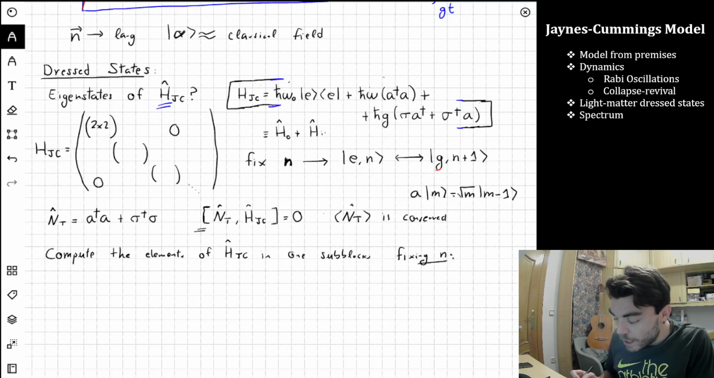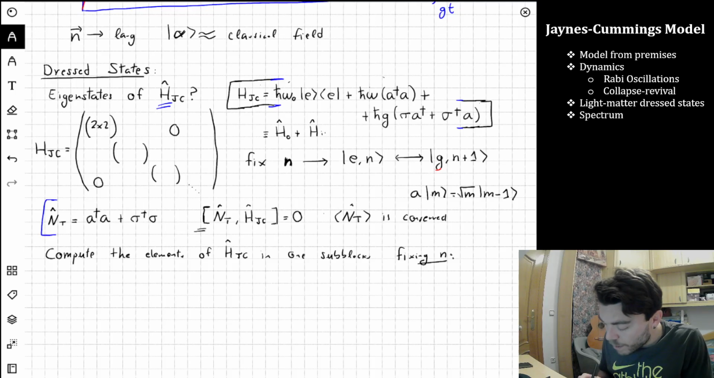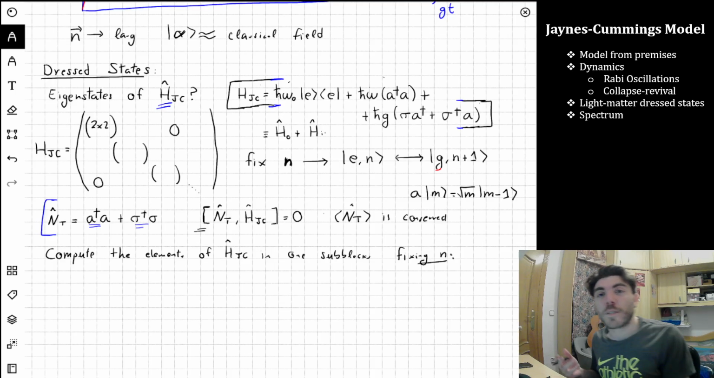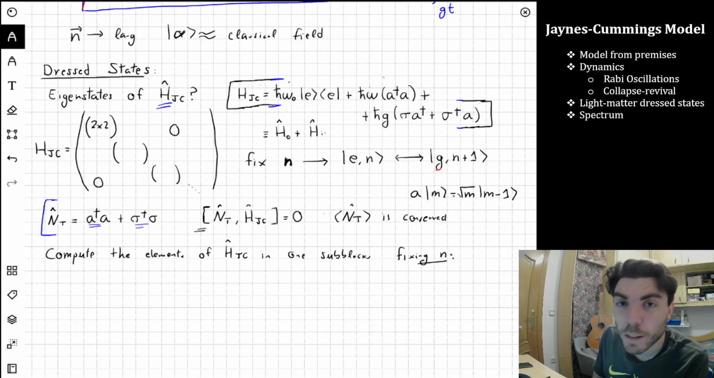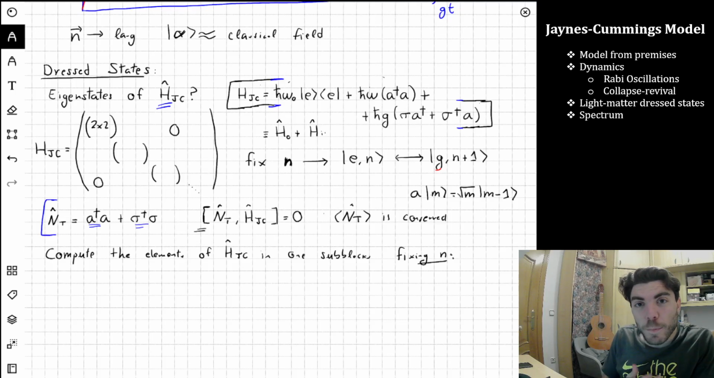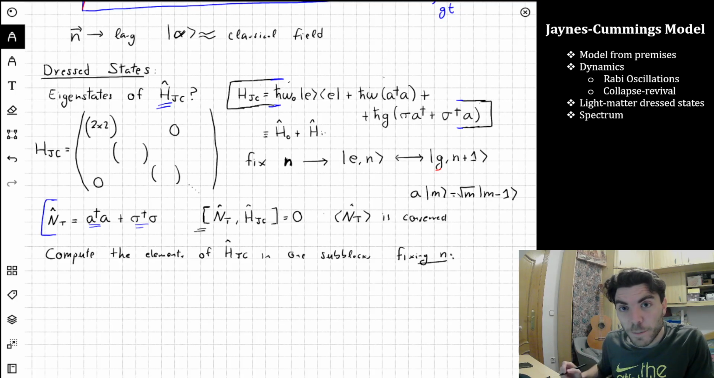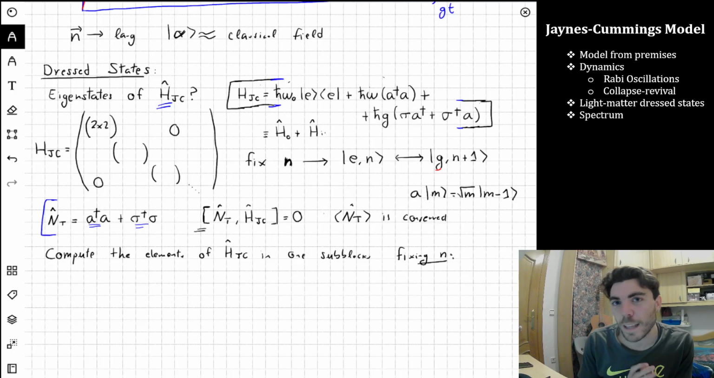One comment that I want to make here is that if we define the total number of excitations operator N_T, this is the number of photons in the cavity plus the atomic excitation number, then you can compute the commutator and convince yourself that the commutator with the Jaynes Cummings Hamiltonian is equal to 0, which means that the total number of excitations in the system is a conserved quantity. And this is a feature of the Jaynes Cummings Hamiltonian. If we didn't do the rotating wave approximation, so we don't actually arrive at the Jaynes Cummings Hamiltonian, we arrive at something more complicated, then this quantity is actually not conserved.